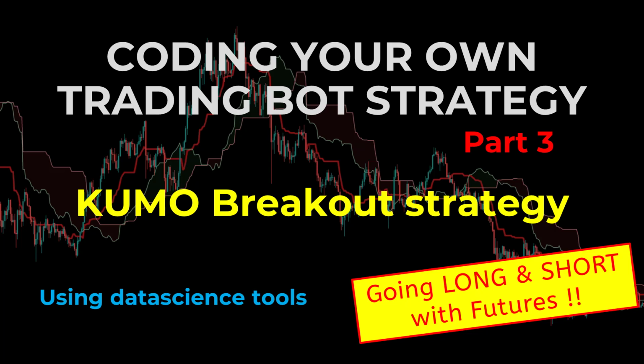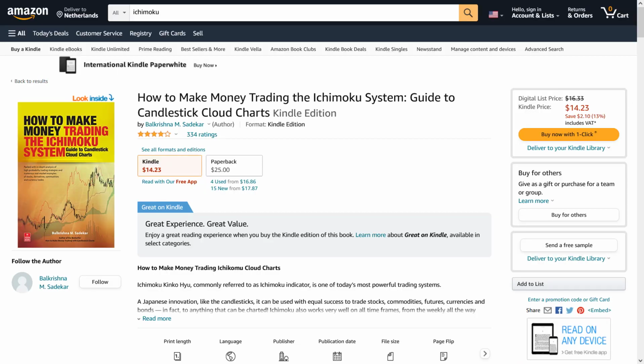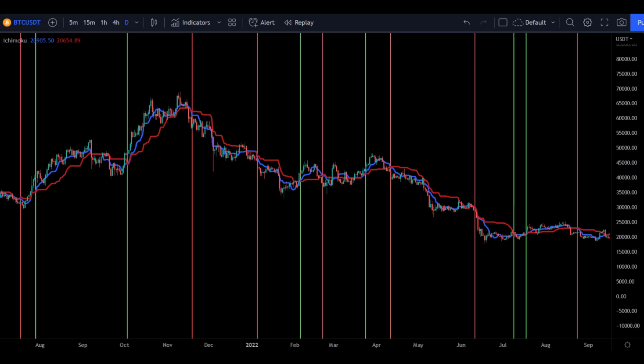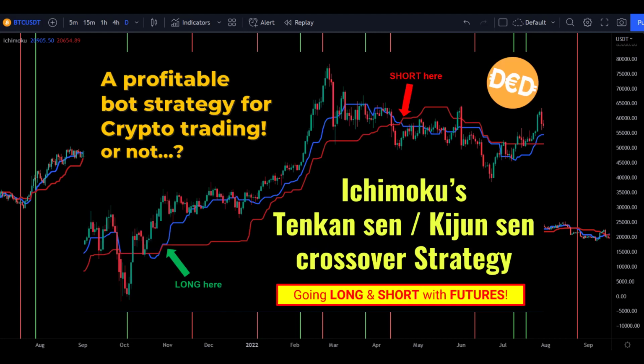In earlier videos I already told you about some books I read on the Ichimoku system and that these inspired me to develop some of my own bot trading strategies. And I also coded the Tenkan-sen Kijun-sen crossover strategy from the book How to Make Money Trading the Ichimoku System by Mr. Sadekar. That crossover strategy was also backtested in my Is It Profitable or Not series. That way I could test if it was really worth it to put your money on the line with that strategy.